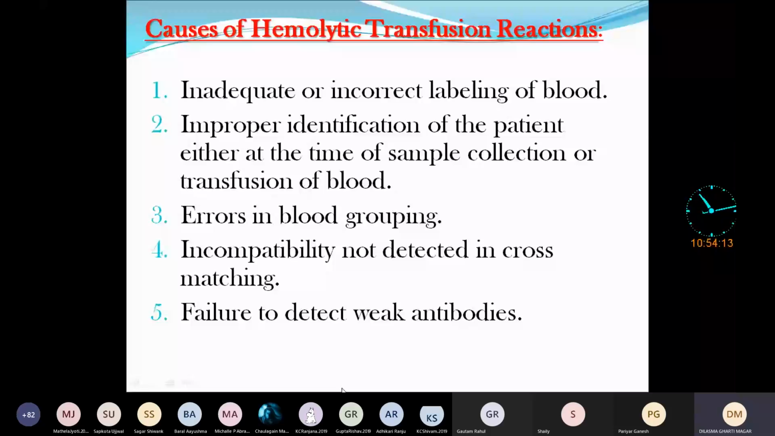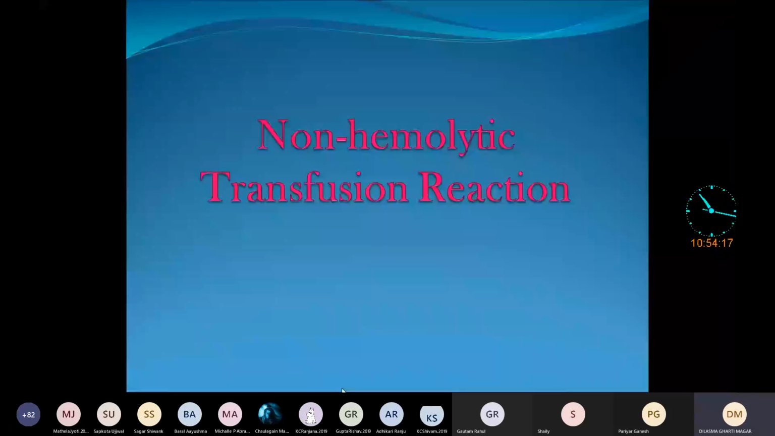So now we'll come to the non-hemolytic transfusion reaction. Hemolytic is finished. So we'll come to the non-hemolytic transfusion reaction.